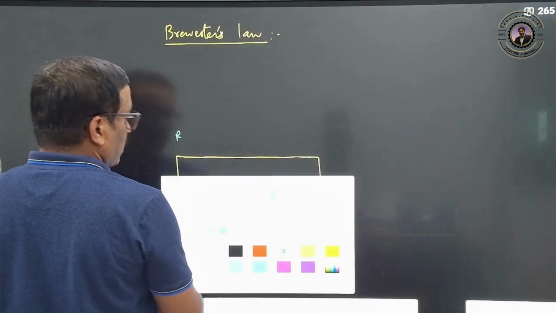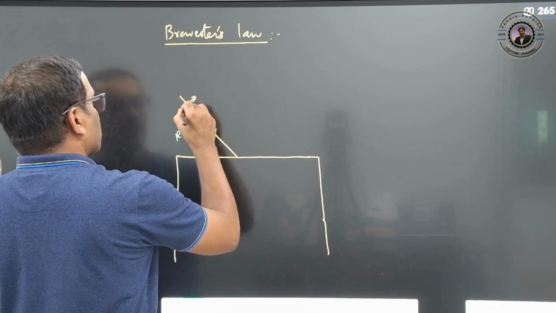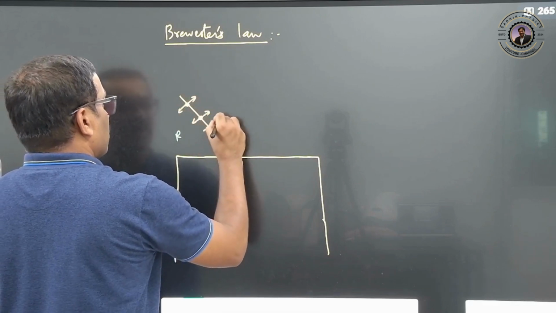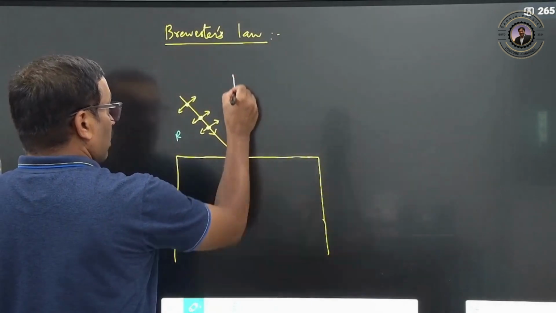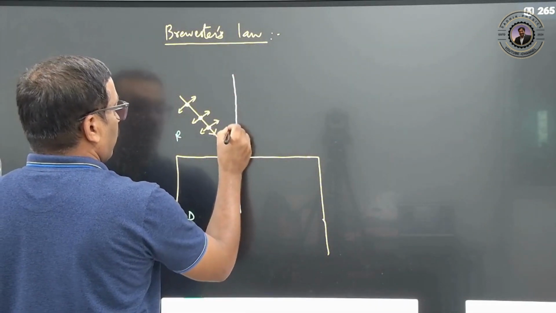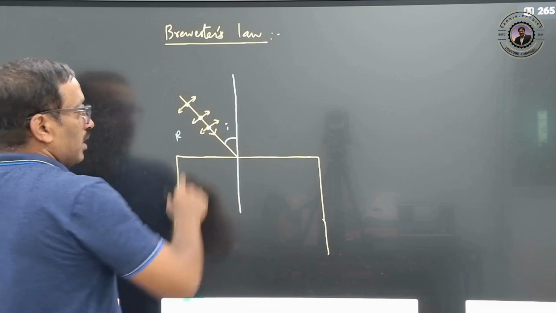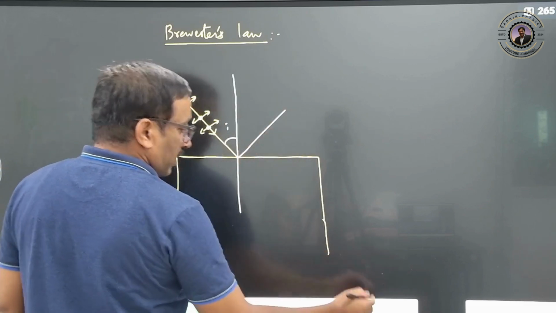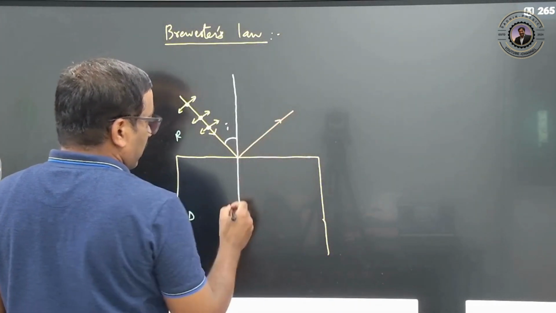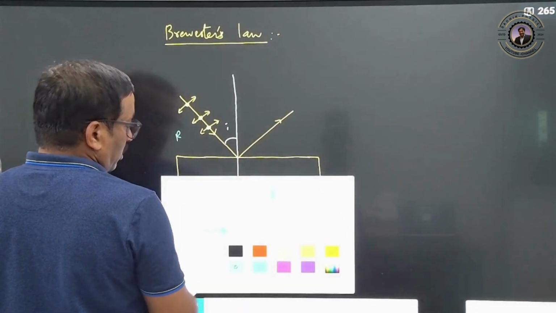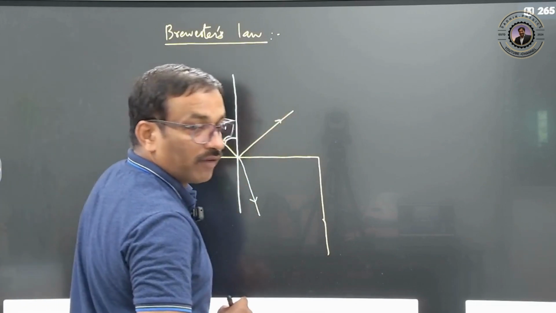Now this unpolarized light is coming and falling on this point. This is your unpolarized light, with dots and arrows. And here this is your angle of incidence. This light ray, what will happen now? It will get reflected back, and some light ray will get refracted. So this is your refracted ray, and this is your reflected ray.